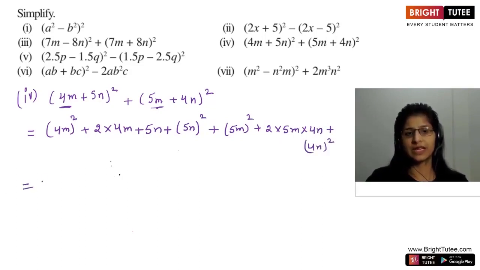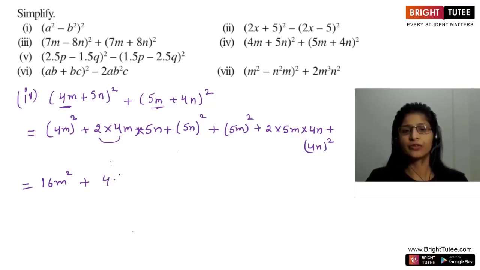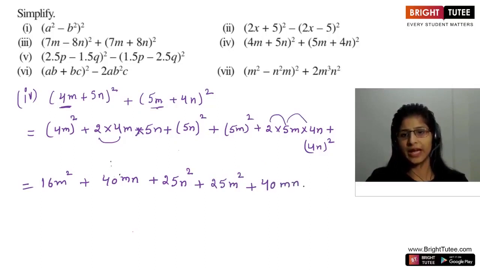So what we get? We get 16m square plus 2 into 4m into 5n. So just see, 2 into 4 is 8, 8 5s are 40. 40mn plus 5n square, that is 25n square, plus 5m square is 25m square, plus 2 into 5 is 10, 10 into 4 is 40, 40mn plus 16n square.